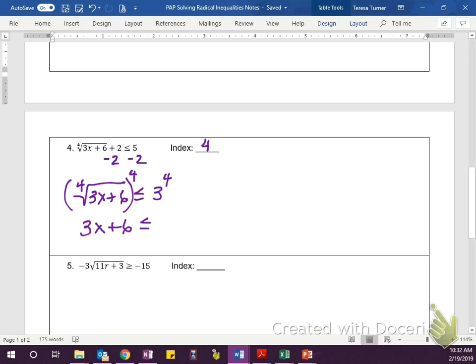27. That's 3 to the 3rd power. One more. 81. 3 to the 4th power is 81. 3 times 3 times 3 times 3 is 9, times 3 is 27, times 3 again is 81. So then we subtract the 6, and we get 3x is less than or equal to 75. Then we divide both sides by 3, and we get x is less than or equal to 25.